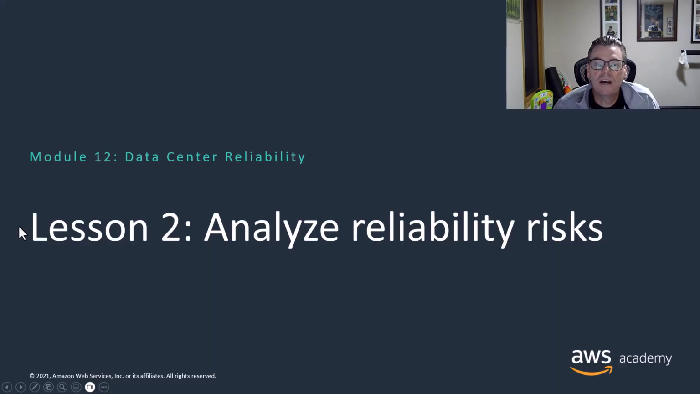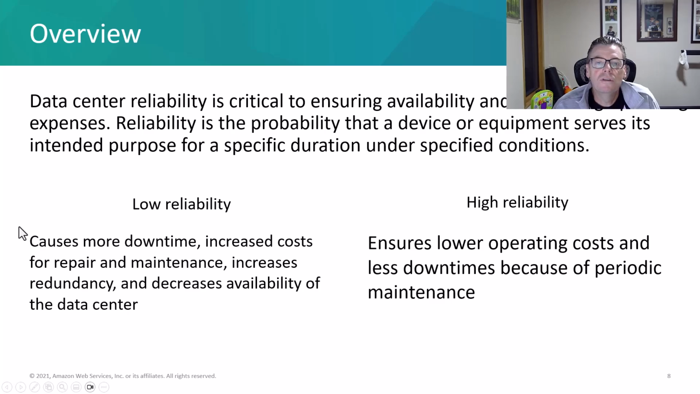All right, let's take a look at our reliability risks. Data center reliability is going to be the key factor. Reliability is one of those big feeders into availability in that CIA triad that we're familiar with. Low reliability is going to mean we have more downtime and increased costs for repair and maintenance. We're going to have extra redundancies in the data center if we have low reliability. And if we have high reliability, we're going to ensure we have lower operating costs because we're going to have less downtime.